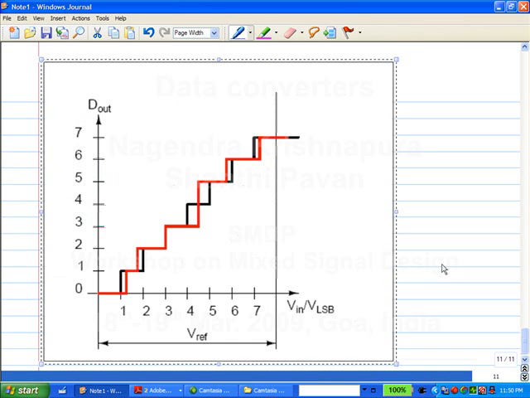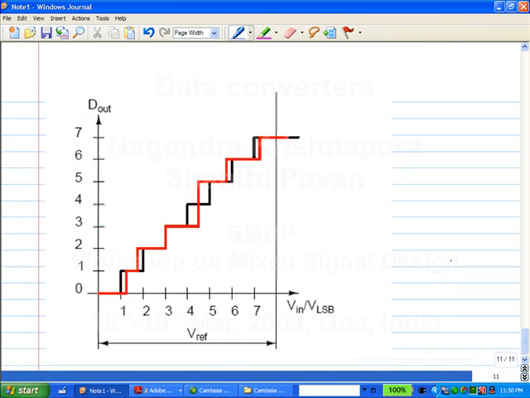So, the black is the ideal characteristic and red is the non-ideal characteristic. Now, we have to define the errors also. I just said the errors can be less than 2 times VLSB. There are different types of errors that can be defined. So, what is the bottom line? The quantization error has increased. So, what will that do to our A to D conversion process?